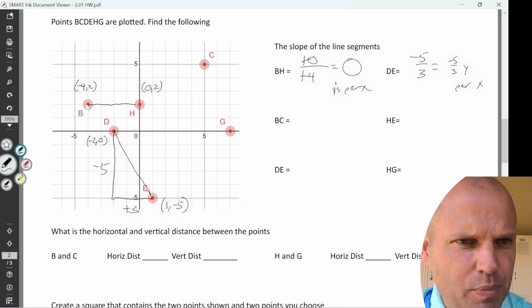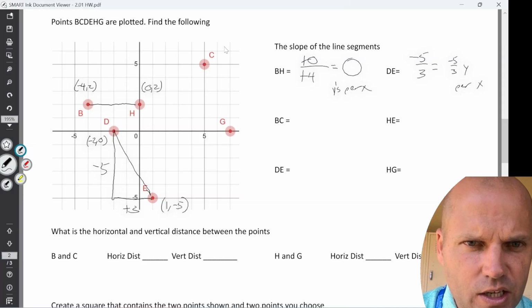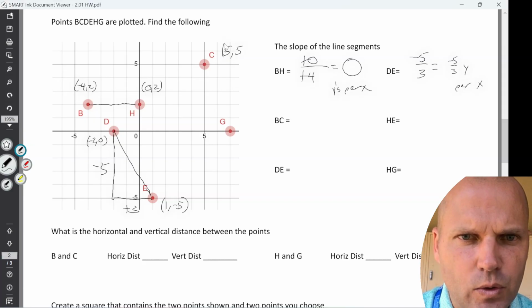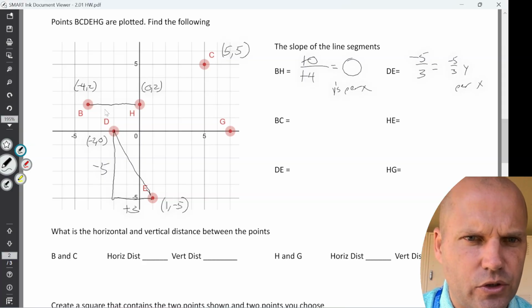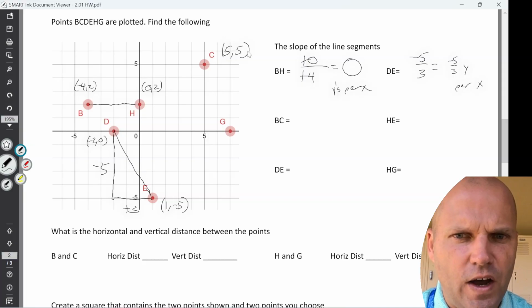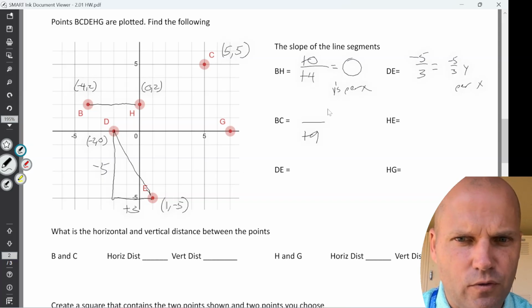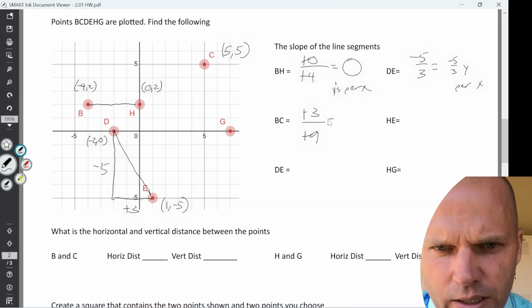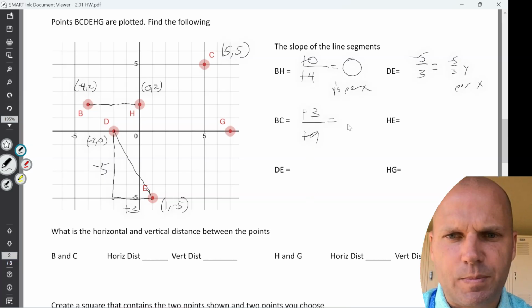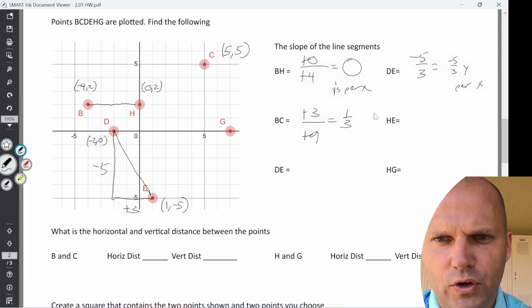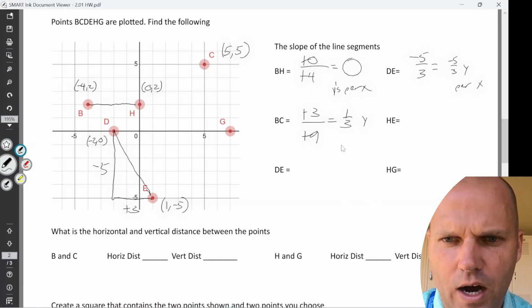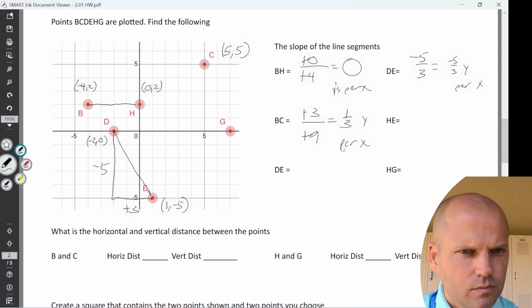Okay, we already have point B is at negative 4, 2. Point C is 5 to the right of the origin and 5 above the origin, so that's at 5, 5. I can see from negative 4 to 5, that is a plus 9 for my x's, and from 2 to 5, that's a plus 3. Now, 3 divided by 9, y's per x, could be simplified to be 1/3. We're going up 1/3 of a y per x.